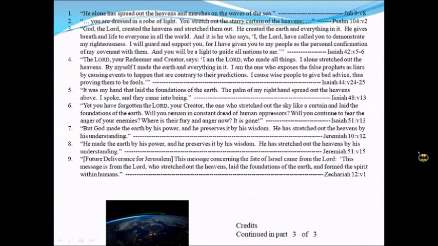The Lord your Redeemer and Creator says, I am the Lord who made all things. I alone stretched out the heavens. By myself I made everything in the earth. I am the one who exposes the false prophets as liars by causing events to happen that are contrary to their predictions. I cause wise people to give bad advice, thus proving them to be fools. Isaiah 44 verses 24 and 25.